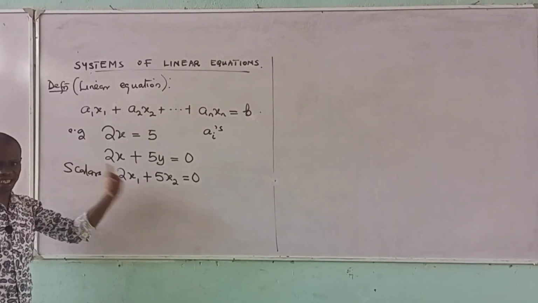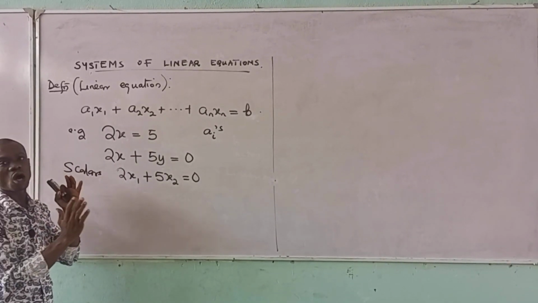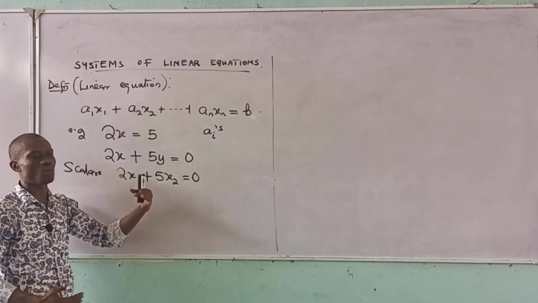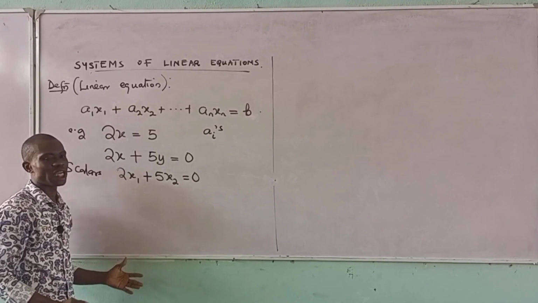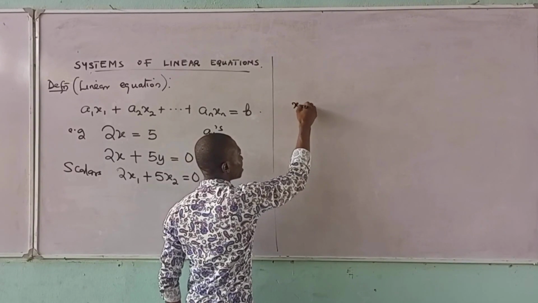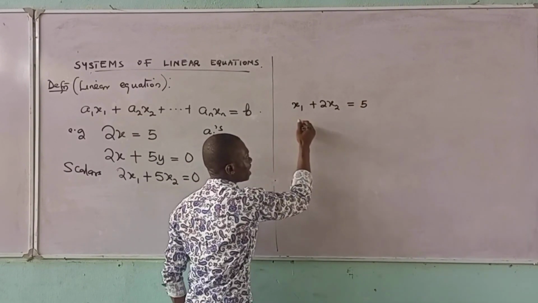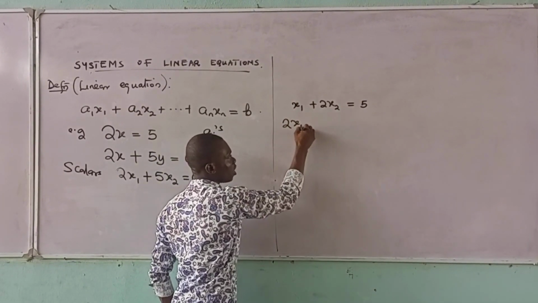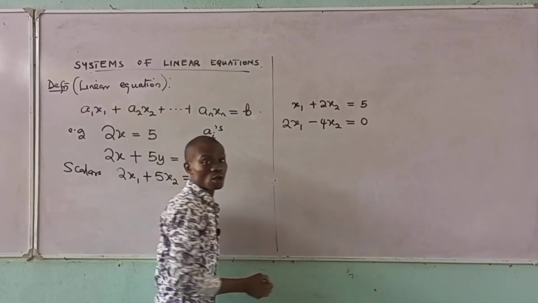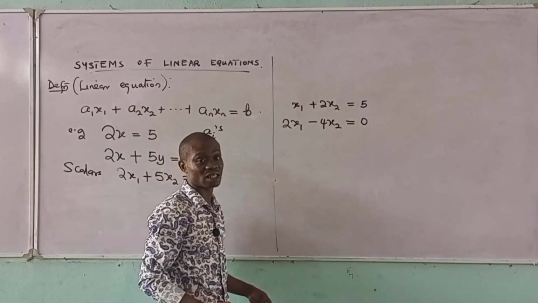Now what then is a system of equations? A system of equations is a combination of two or more equations. When you have a combination of two or more equations in one, what you have is a system. So for example, I can have x1 + 2x2 = 5, and then I can also have 2x1 - 4x2 = 0. The first we can call equation 1, and the second is equation 2.